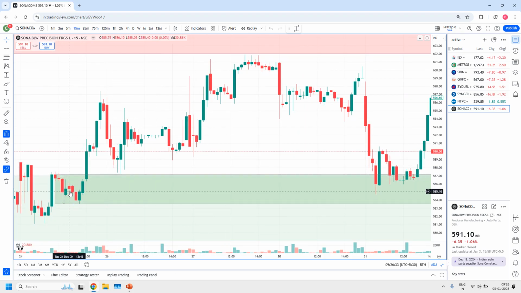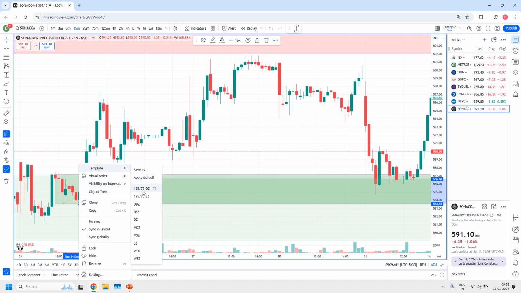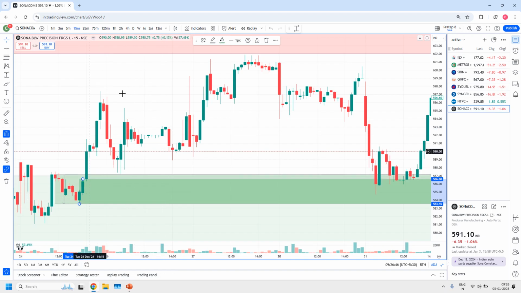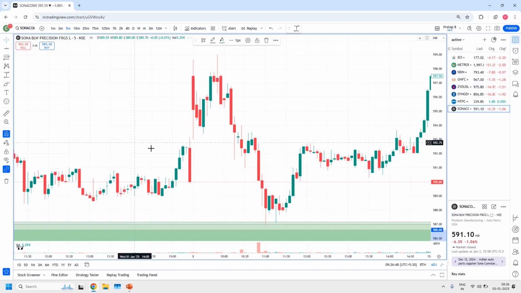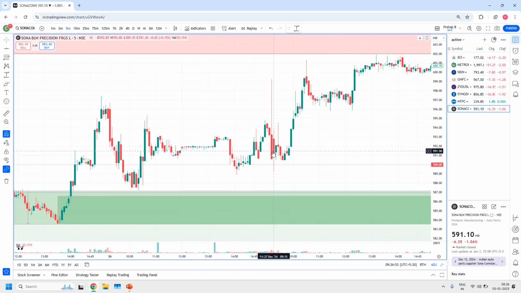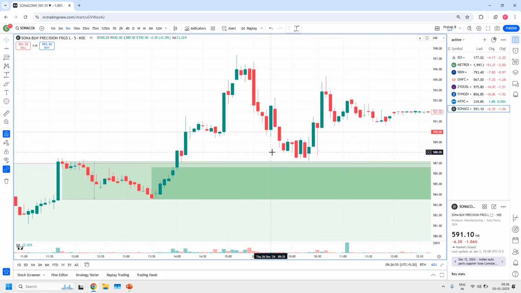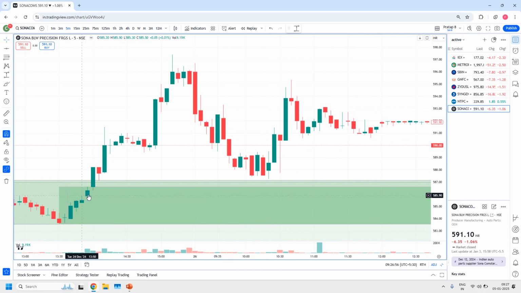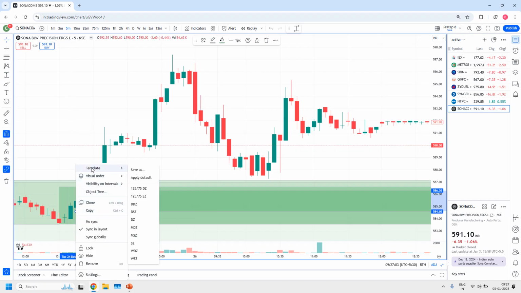We have a drop, 1, 2, 3, 4, 5, 6, we can combine all. This is the 15 minutes demand zone. Within this 15 minutes, any order flow, 5 minutes order flow, we need to identify. Yes. We have a rally, 3 base candles and a rally. This is the 15 minute zone.